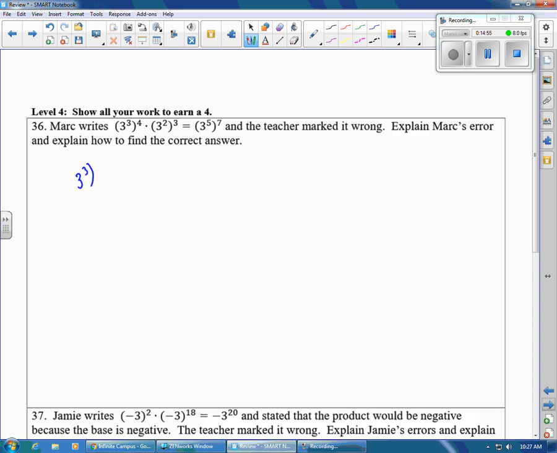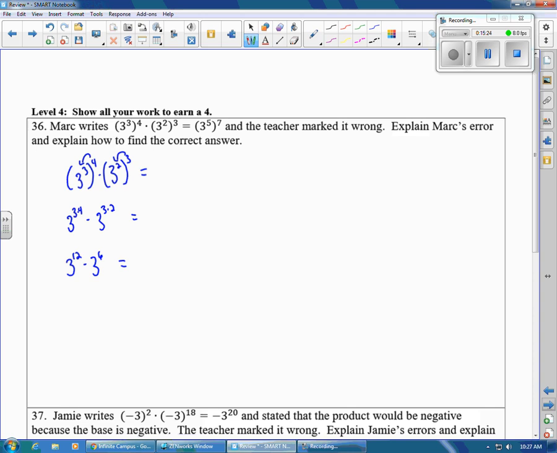3 to the 3rd power all raised to the fourth power, times 3 to the second power, all raised to the third power, and I need to find out what that is. So I'm going to do power to power first. Okay, so this is going to be 3 to the 3 times 4 power times 3 to the 2 times 3 power. So that's going to be 3 to the 12th power times 3 to the 6th power.